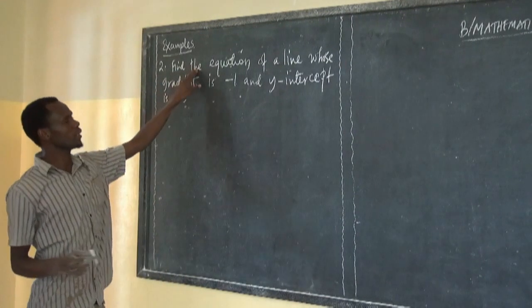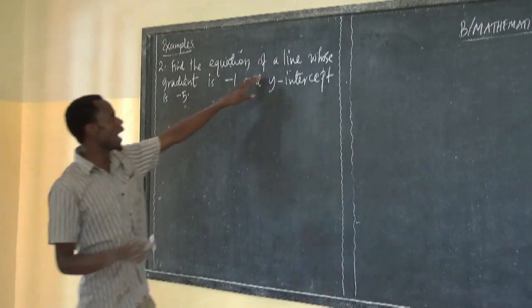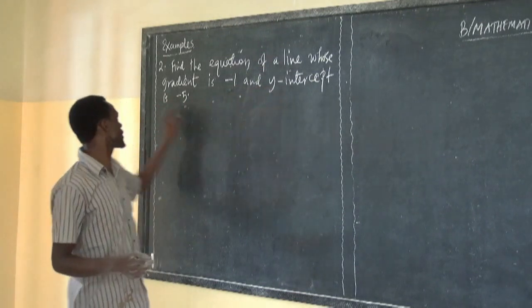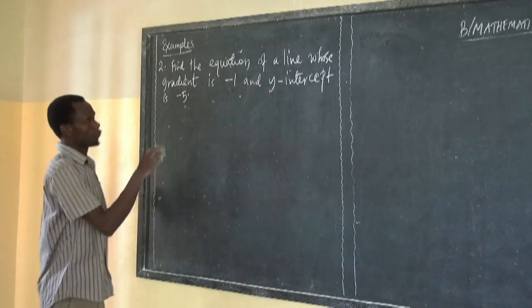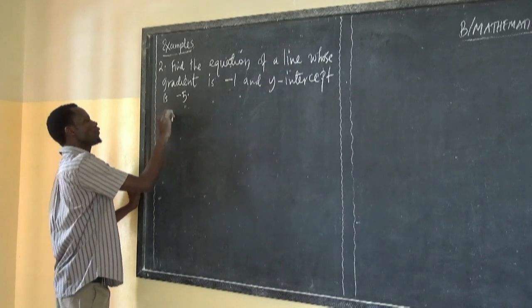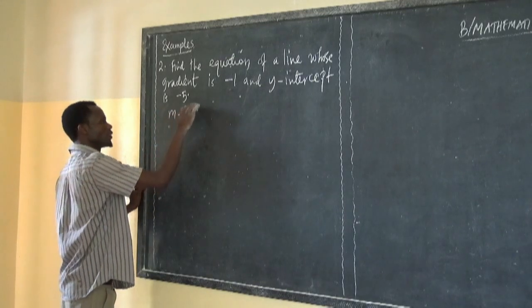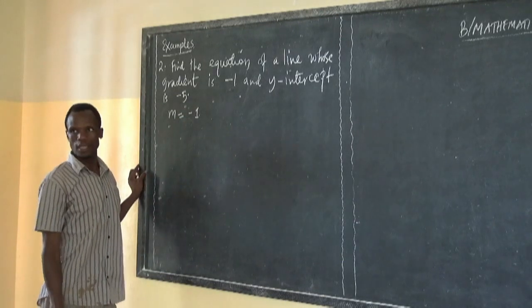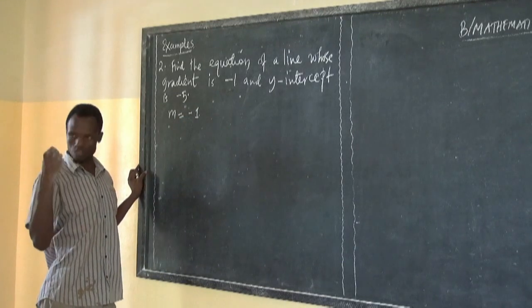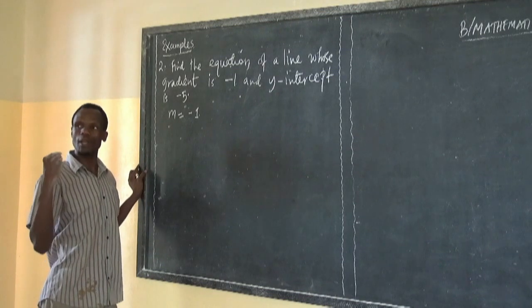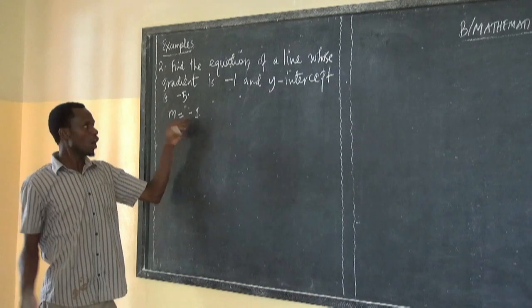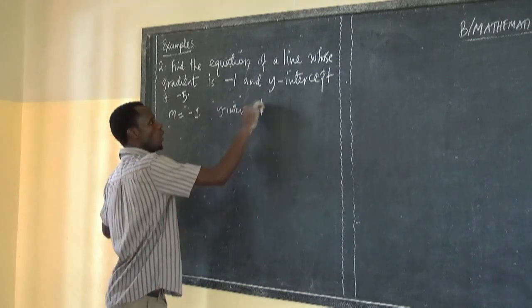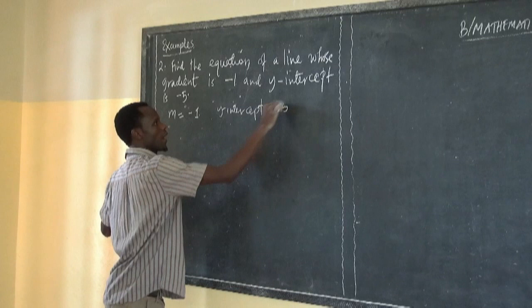The other example is here. Find the equation of a line whose gradient is negative 1 and y-intercept is negative 5. From the question, you definitely have gradient which is equal to negative 1. So you don't need to calculate for the gradient again. Tayari una gradient, una slope. Hauhitaji tena calculate gradient or slope. And also, from the question, you have y-intercept. Y-intercept is equal to negative 5.